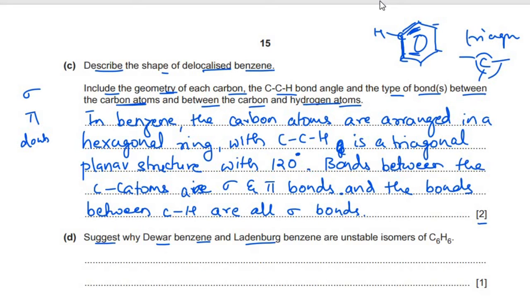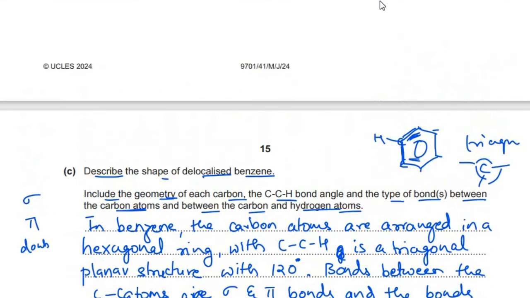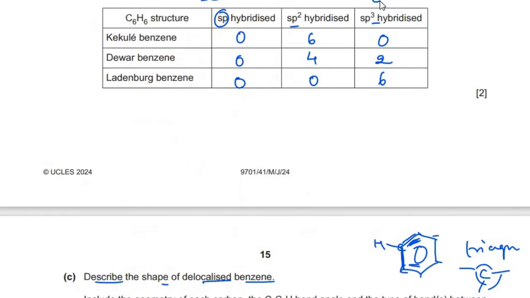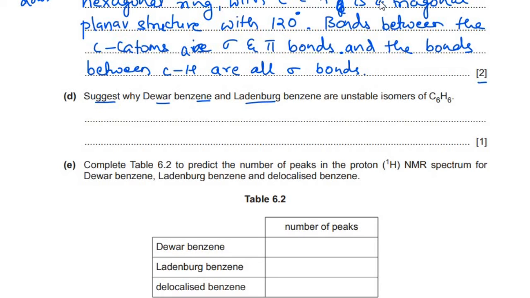But if you look at the structure of the Dewar and Ladenburg, we can see that there are certain double bonds, certain single bonds. So the bonds which are double bonds will actually be shorter. The bonds which are single bonds will actually be longer, and that will make this structure a little strained, because the bond lengths are not the same. So we can explain that. Suggest why they are unstable isomers.